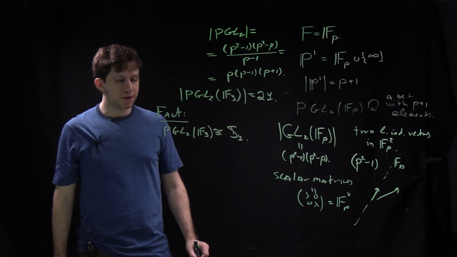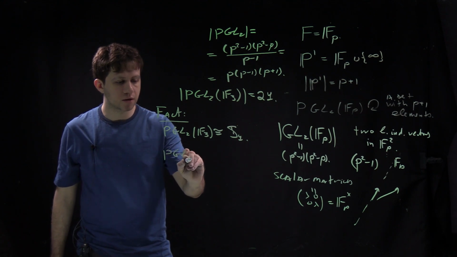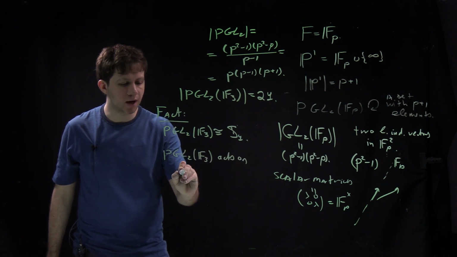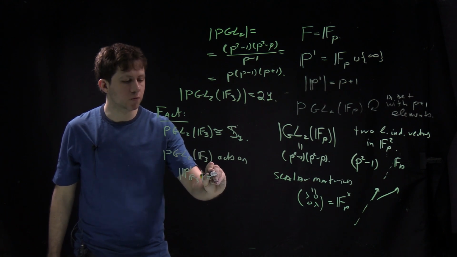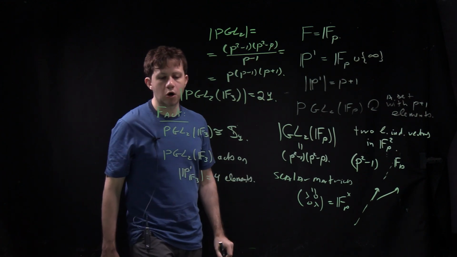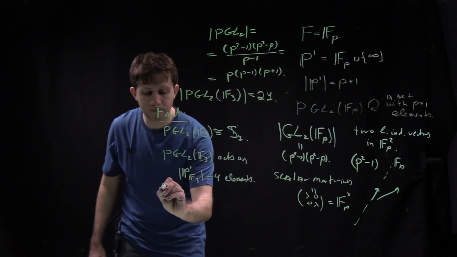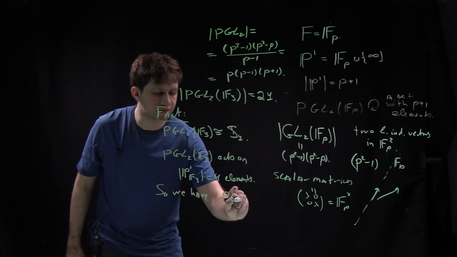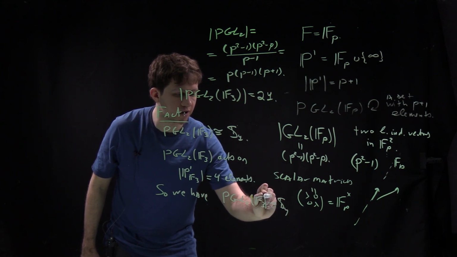Okay, how to prove that? So first we need a homomorphism to S4. Where to get it? PGL2 of F3 acts on P1 of F3, which has 3 plus 1, which is 4 elements. And so it acts on 4 elements, and so we have a homomorphism PGL2 of F3 to S4. Let me call it F.